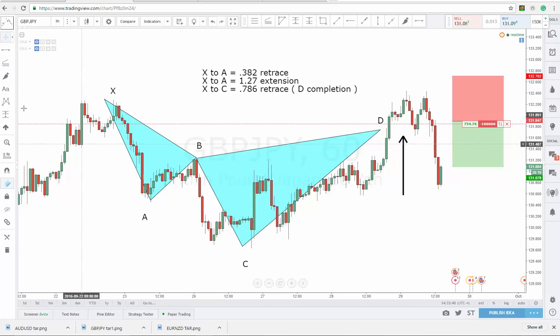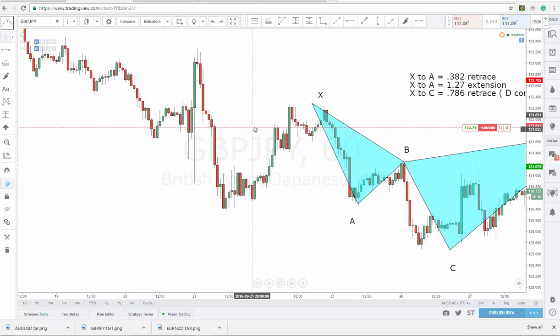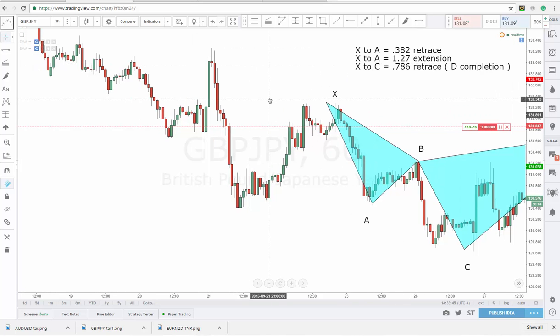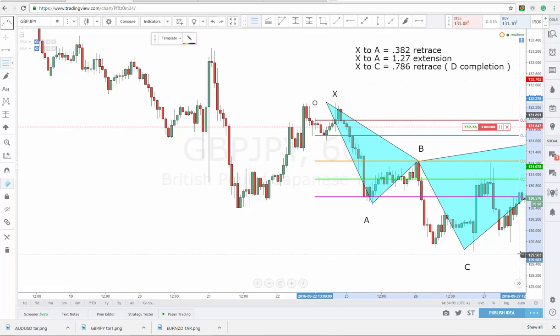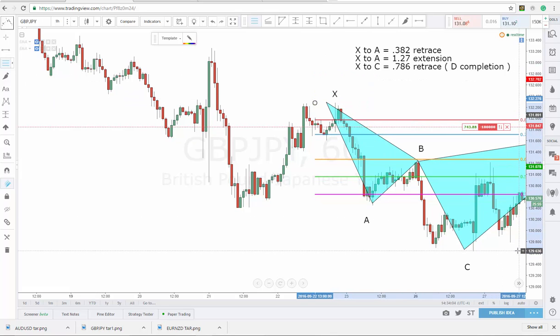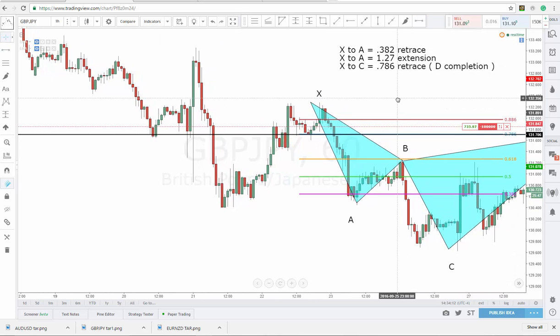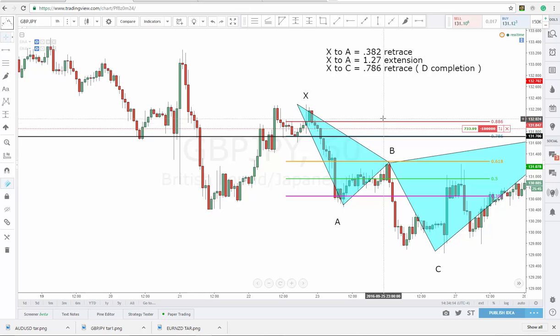So now that we know those two rules are met, we can start looking for our D completion. If the market was right here, we could have taken our 382 retracement, combined that with our X to A extension of 127, and then we could have gone ahead and took a full move here. For our D point, we're actually going from X all the way down to C with a retracement tool, and we would have known where the D point completion of our cipher pattern was going to be, this blue 786 retracement. So the real power of advanced patterns is the fact that you can set limit orders.